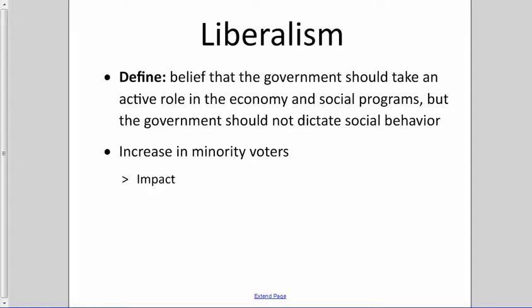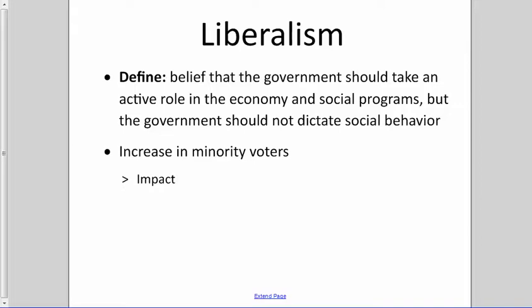Now, under Reagan, we talked about conservatism, and we said that Bush continued Reagan's policies. So Bush, being Republican, having been Reagan's vice president, continued those conservative policies. Now, liberalism is something that Clinton brings. So this is really what's tied to the Democratic beliefs. So a lot of times Democrats are liberals. And so this idea, this belief that government should take an active role in the economy and social programs, but they should not dictate social behavior. That's really going to be your liberal or liberalist view.